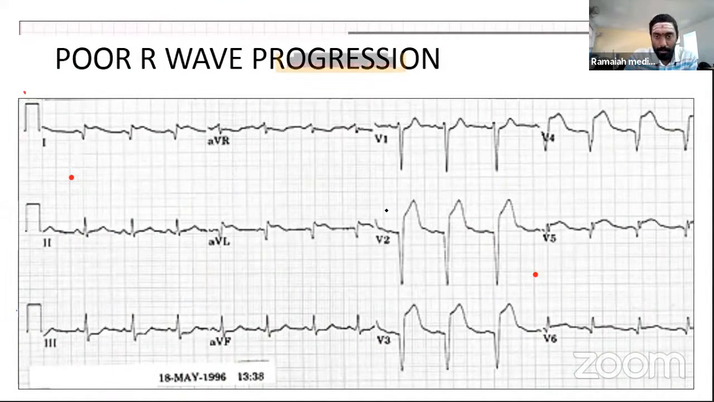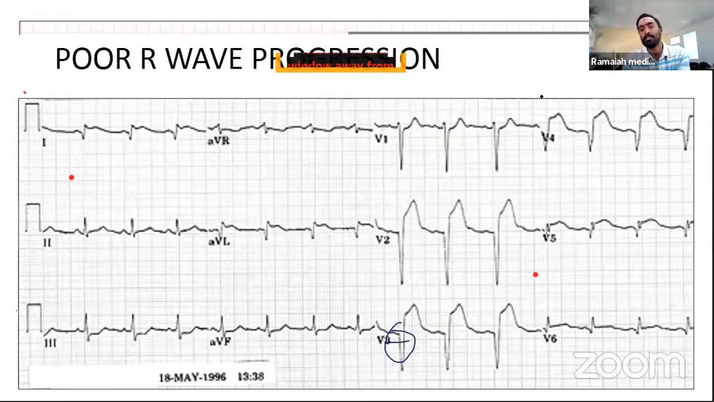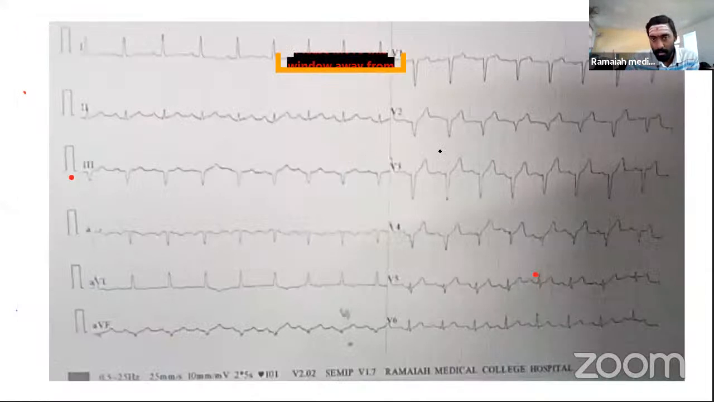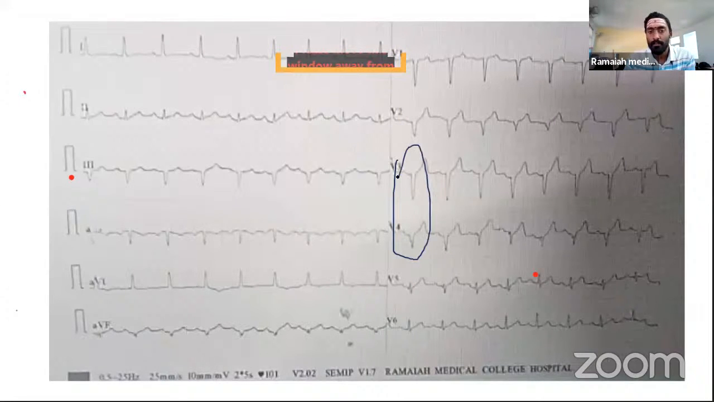So this is poor R wave progression. You take lead V3, there is hardly any R wave. V4, no R wave, nothing is there. Same thing here, hardly any R wave. Here you get a very small R wave. But in V3, V4, there is poor R wave progression. You expect it somewhere in V3, V4, which is not there.